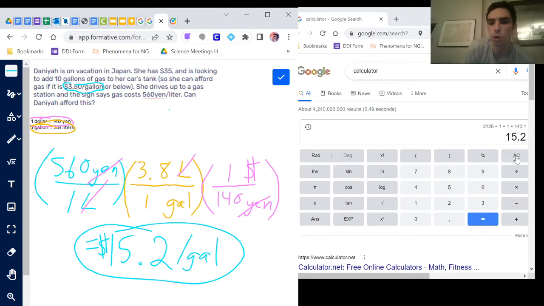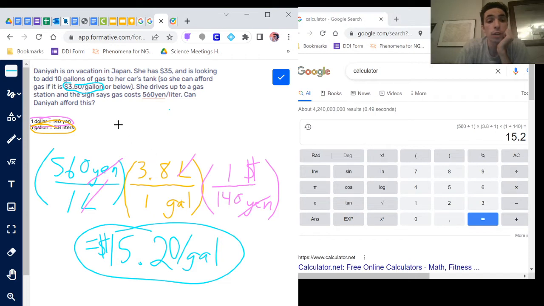Some of you might also instinctively go, if you're more comfortable with this, 560 divided by 1, so breaking each fraction up, times 3.8 divided by 1, times 1 divided by 140. Again, you should get the same answer no matter what. That's an important property of math, that the order that you multiply and divide stuff in doesn't affect your final answer. What we find here is that the price of gas at this gas station is $15.20 per gallon. In fact, I should have put another 0 there to show our full cents.